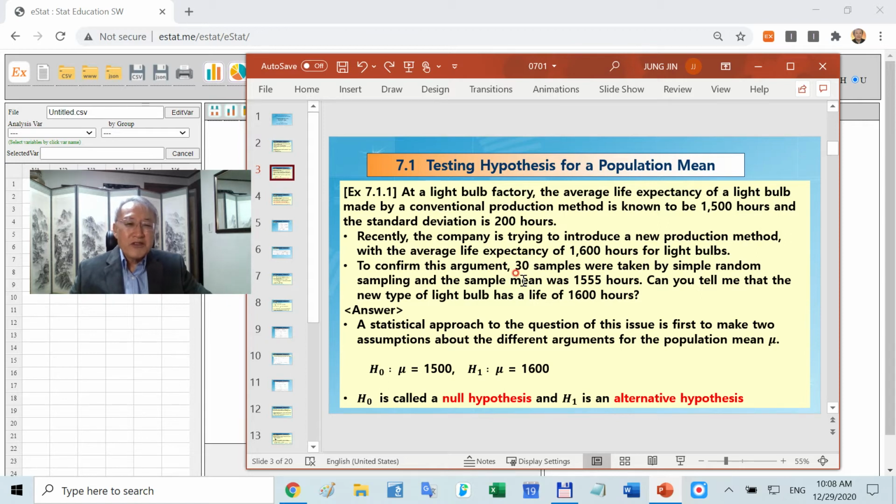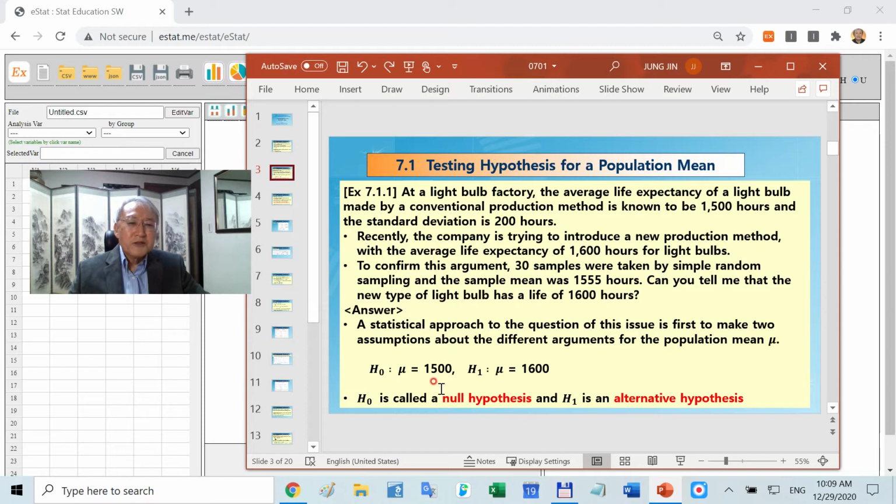We select a sample of 30 by simple random sampling, and we calculated the sample mean to be 1555. Suppose there are two hypotheses like this, either 1500 or 1600. Who makes this kind of hypothesis? That is the researcher's decision. One of them we call the null hypothesis. The other one is the alternative hypothesis. In testing hypothesis, we have two hypotheses, and among them, which one are you going to select?